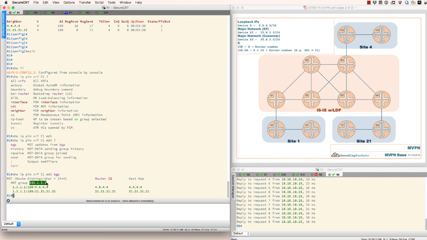Well, that's it for this video. In our next video, we'll further optimize the SP core by implementing on-demand trees, which are called data MDTs. These are beneficial for your high-volume multicast traffic.